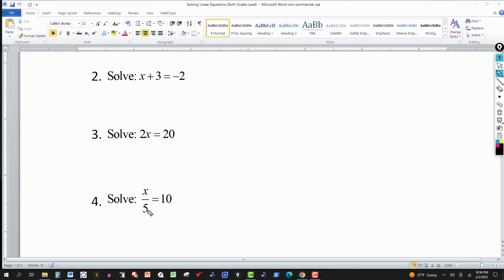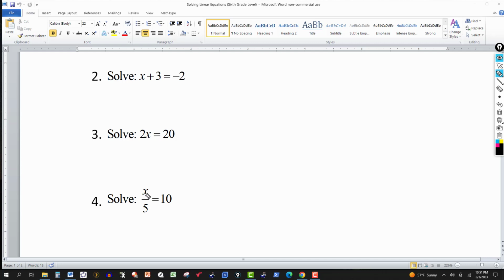I have x over 5 is equal to 10. So basically this is saying x divided by 5 is equal to 10. So what is x? Can you figure it out? What number divided by 5 is 10? Now if you don't see it, then go ahead and make this a plain old x. It's x over 5, so we just want x. So how do we get rid of that 5?